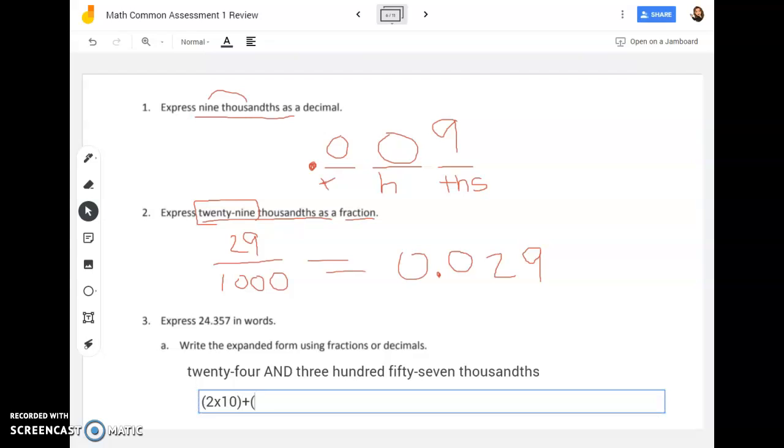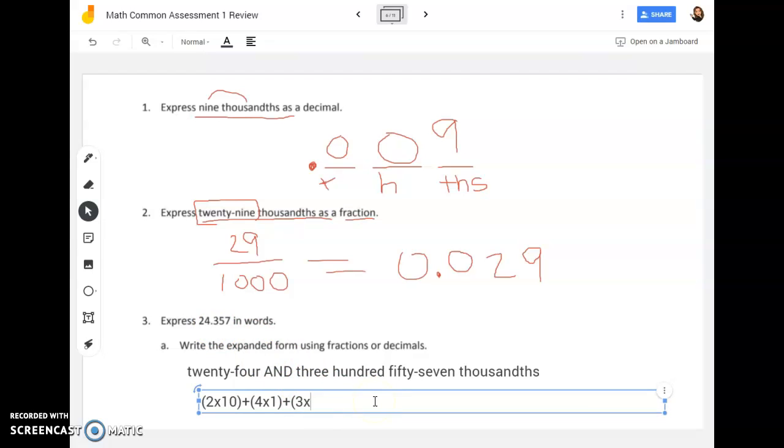Then I have a 4 in the ones place. So I'm going to put 4 times 1. I did times 1 because the 4 is in the ones place. Now we're crossing over into decimal world. The next digit I have is a 3.